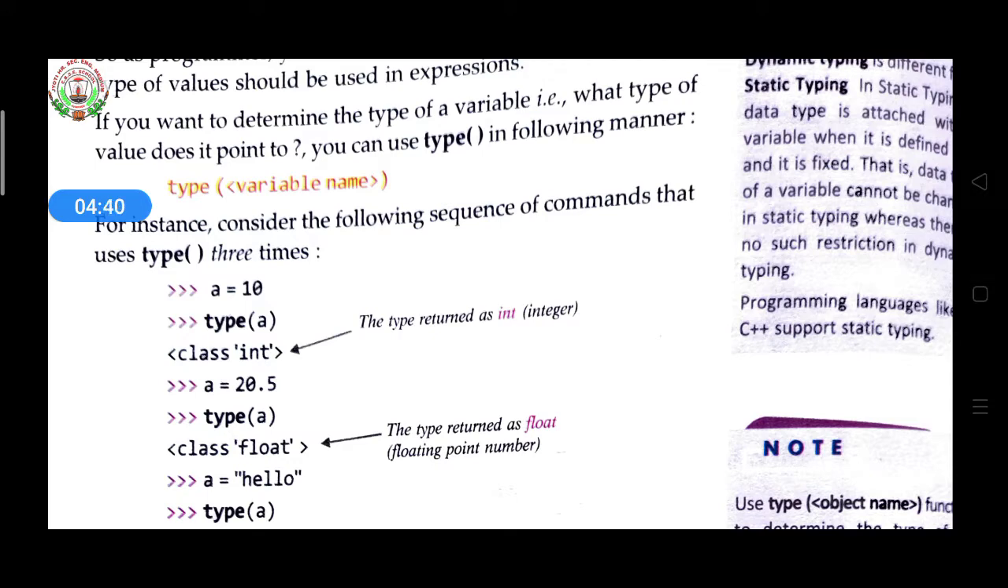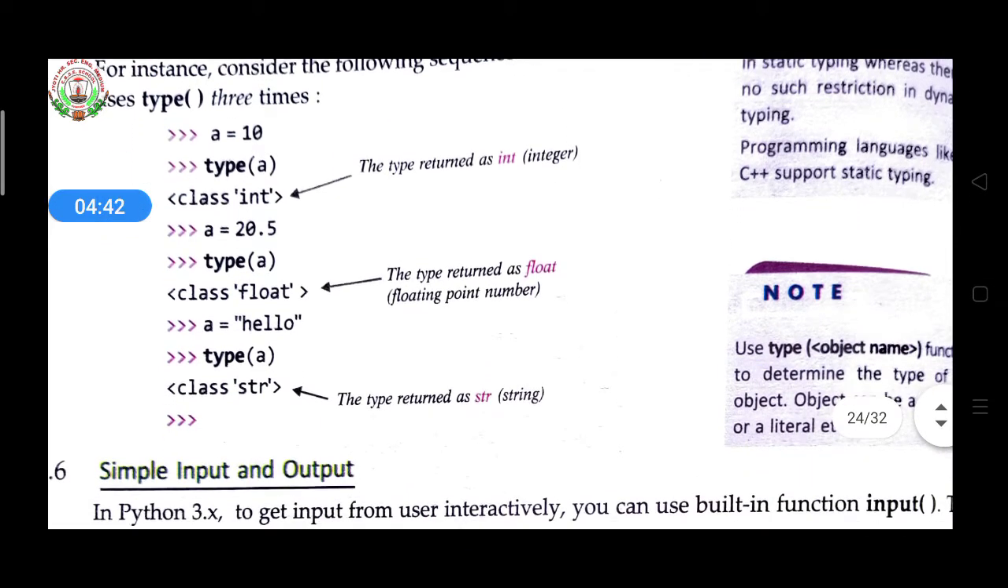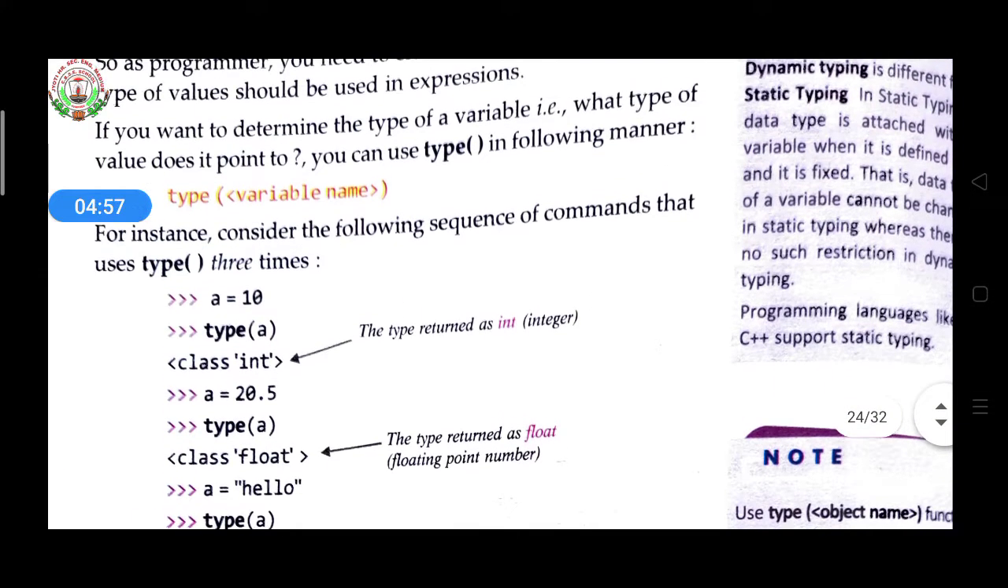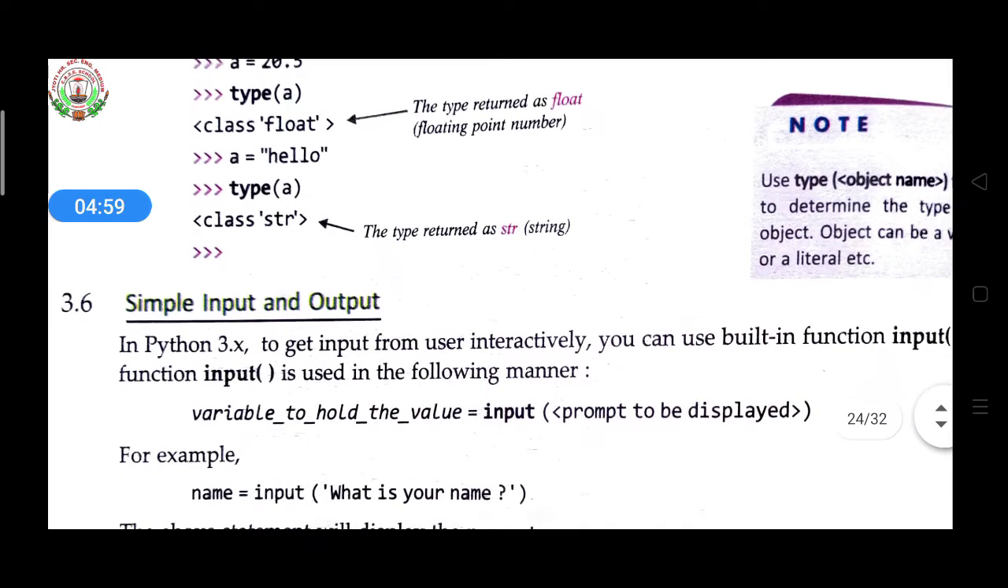If you are storing a equal to 2.5, 2.5 is a decimal floating point, and if you want the type of that particular variable, again you call type, and within the function brackets you call the variable there. So with the help of this type function you will get which type of value you are pointing to.